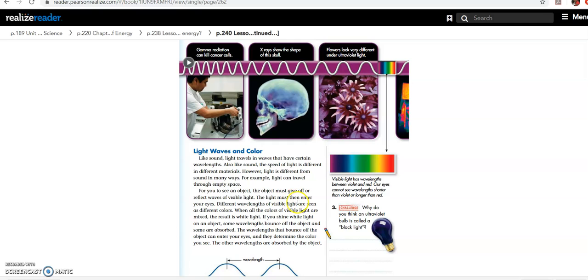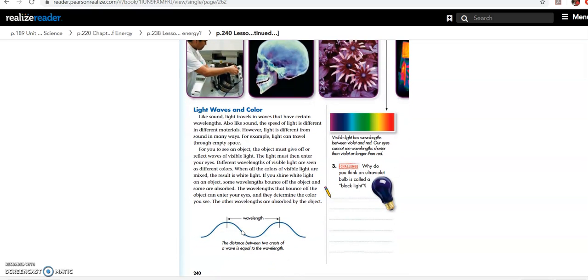When we see an object, the object reflects waves of visible light for us. The light enters our eyes. Different wavelengths of visible light are seen as different colors. When all the colors of visible light are mixed, we see white light. If we shine white light on an object, some bounces off the object and some is absorbed. So when I see a green leaf, all of the other wavelengths are being absorbed except for green light. Green light is being reflected back, which is why I see it as green.